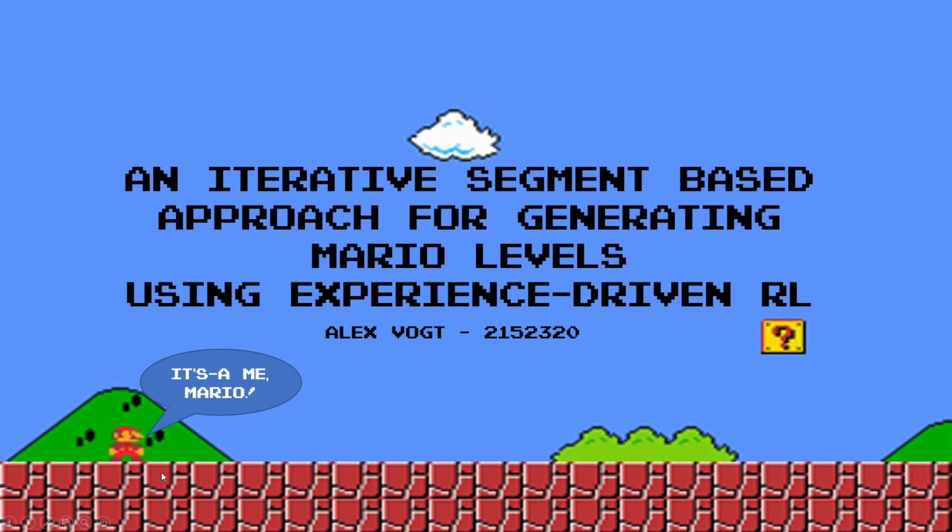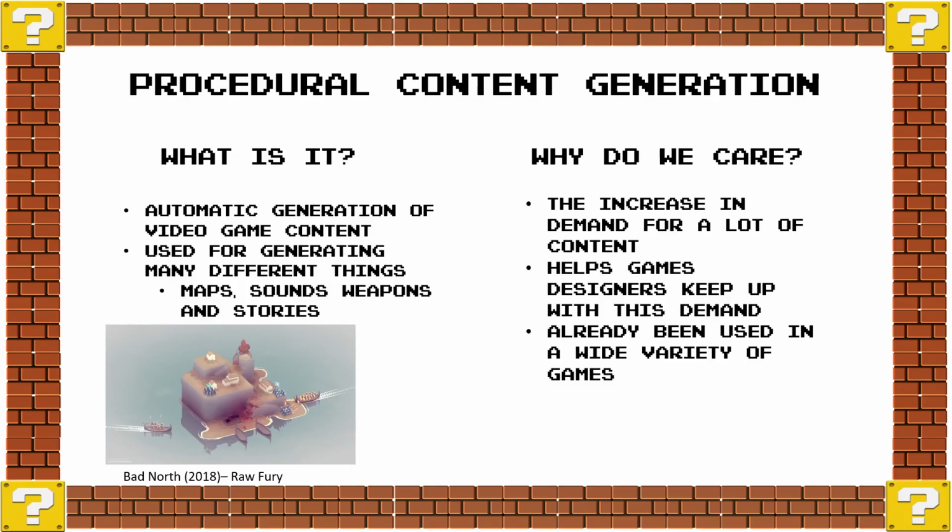It's me, Mario! So what is procedural content generation? It's the automatic generation of content, and it's widely performed in the context of video games. It can be used for creating a variety of things in video games, such as maps, sounds, weapons, and even storylines. But why do we even care about this generation of content?